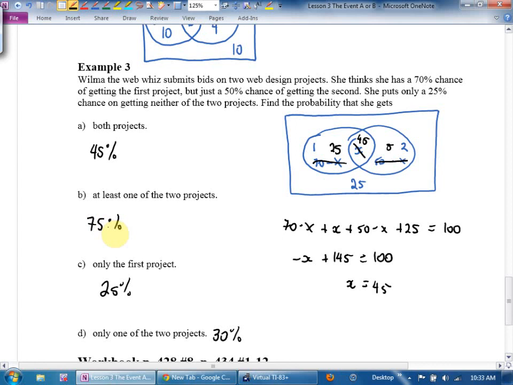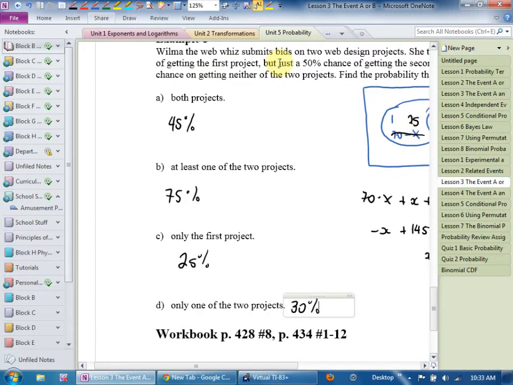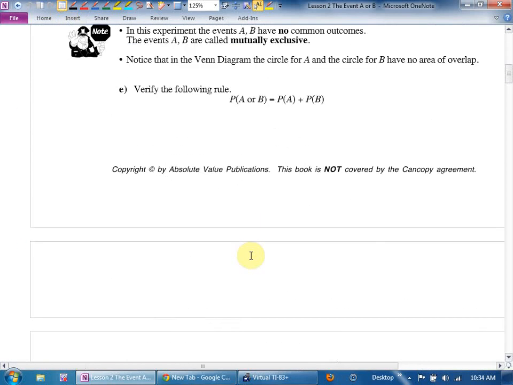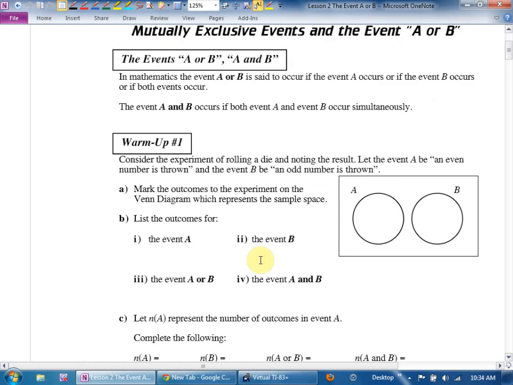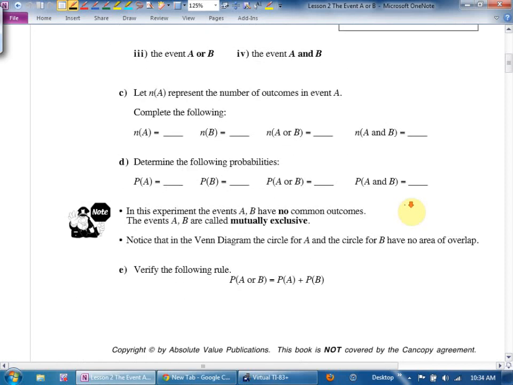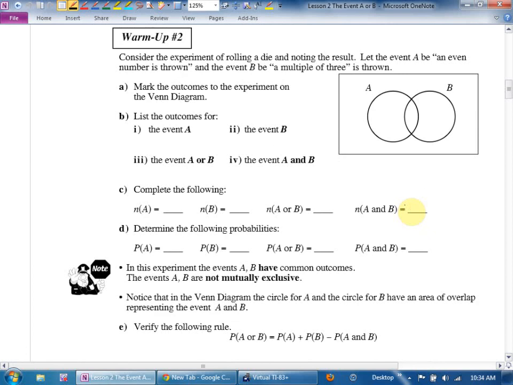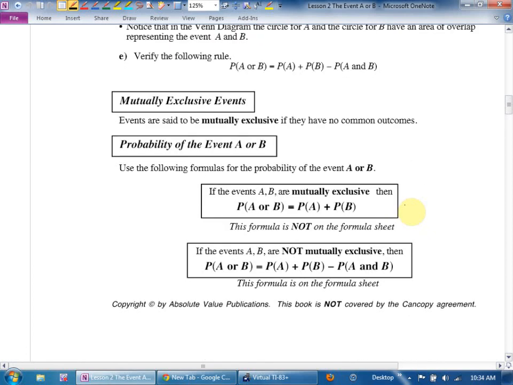Try a few more from the workbook. If you would be so kind as to turn to page 431. These two events right here, mutually exclusive. On 432, there's some with overlap. What you want to look at is at the bottom of page 432, this is the formula that appears on your formula sheet. And if there is no overlap, what is and? Zero, which modifies it into that equation there.